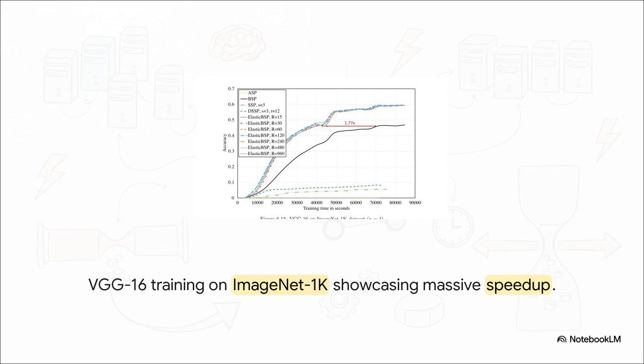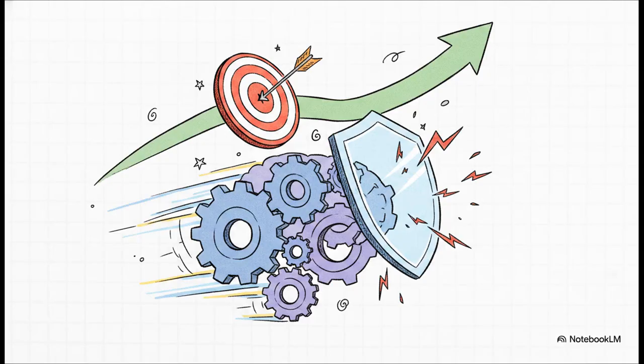The solid black line right in the middle is vanilla BSP. It's learning safely, sure, but it is taking forever because it's constantly stalled waiting for stragglers. Now, look at the top dashed lines. That is ElasticBSP. It completely separates from the pack, rocketing up the accuracy chart in a mere fraction of the wall clock time. To summarize this remarkable delta, ElasticBSP not only converged 1.77 times faster than vanilla BSP, but it actually achieved a 12.6% higher overall test accuracy.